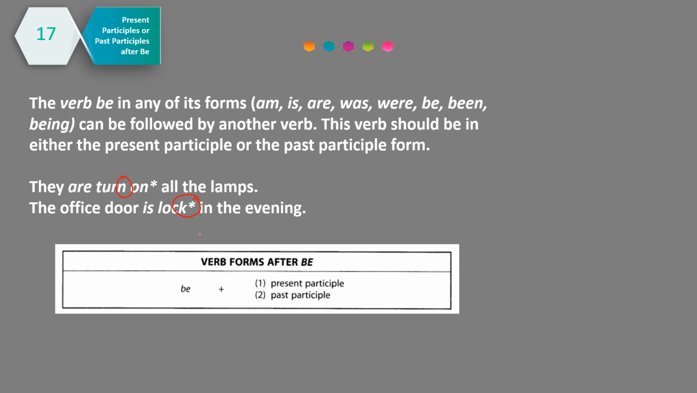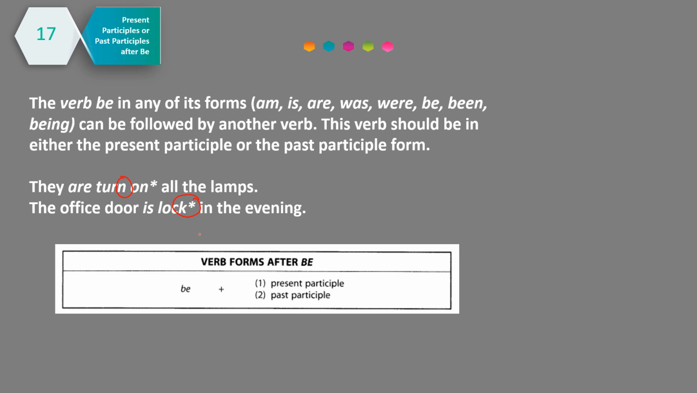So first, determine whether the sentence is a passive sentence or active. If it is an active sentence, you must use present participle, verb ing. If it is a passive sentence, you must use past participle or verb 3. Have a look at the table. Verb forms after be: the first one, be plus present participle for active sentence, for active meaning, and be plus past participle for passive meaning.